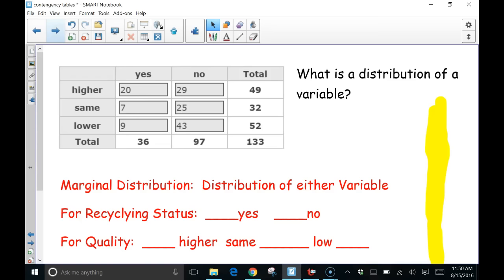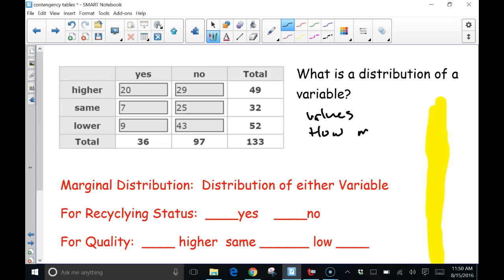So in terms of vocabulary, when we talk about a distribution, what we're saying is, what values can a certain variable take on? And then how many of each of these values can it take on? So for example here, we have a distribution of whether they said yes or no to the filters. Do you buy them? The values are obviously yes and no, and then we can count them. And we can see that 36 people said, yes, I buy them, and 97 people said, no, I don't.